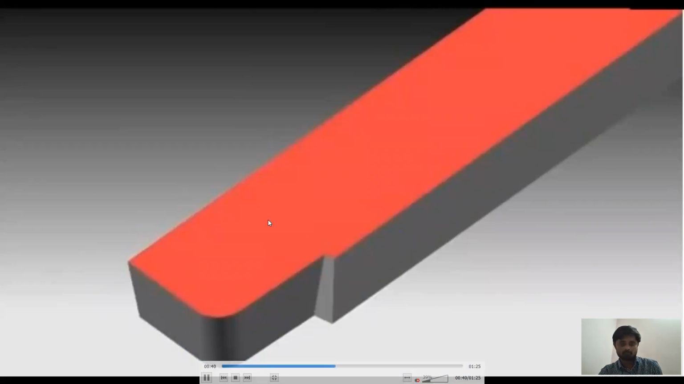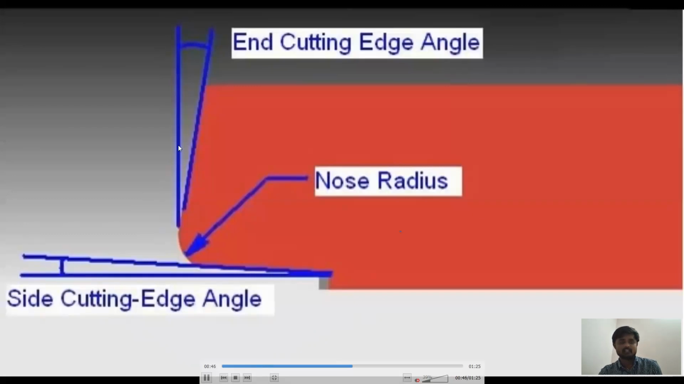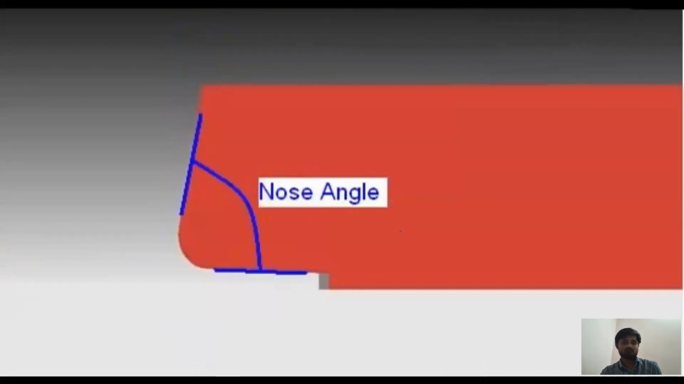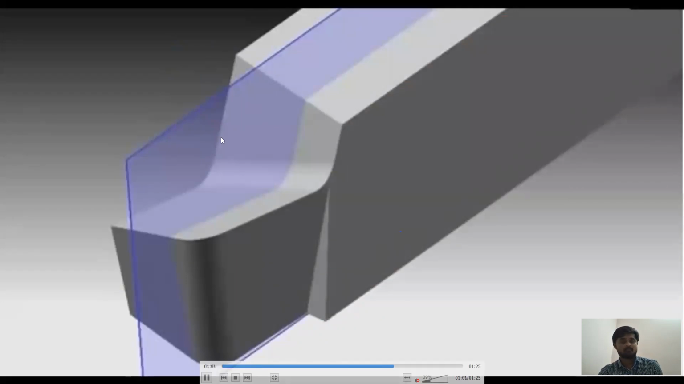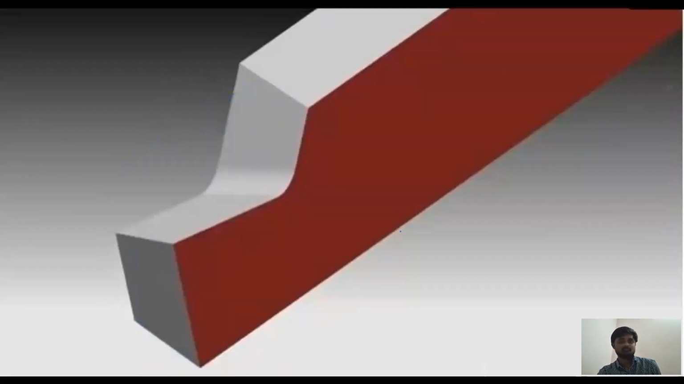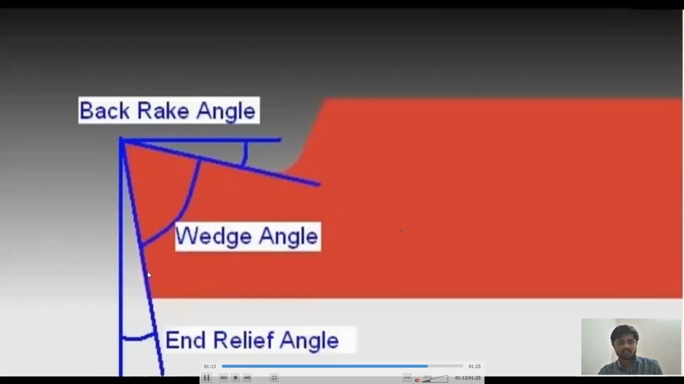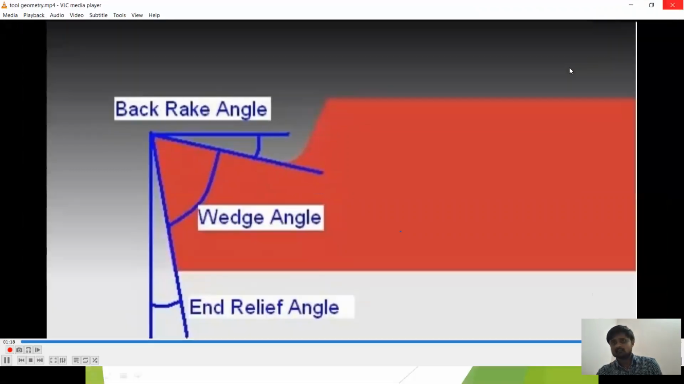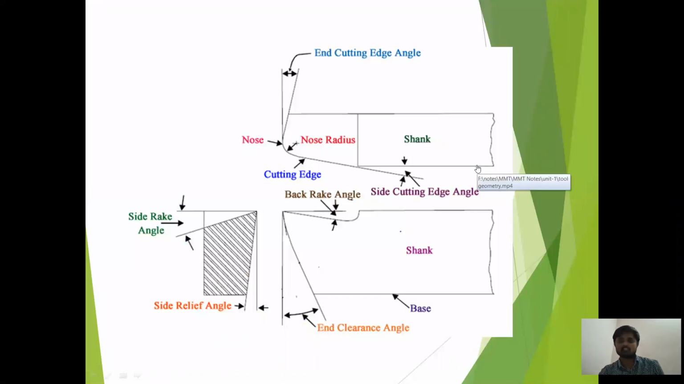And if you see from the top view, here this is the side cutting edge angle, this one is the end cutting edge angle, and this is the nose radius. We already discussed the nose radius while discussing tool geometry. This is about the nose angle. And if I draw using another cutting plane, here this is the back rake angle, and this is the end relief angle. So these are the principal angles of a single point cutting tool.